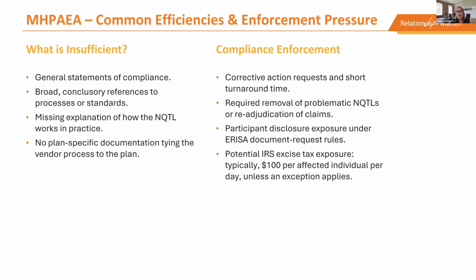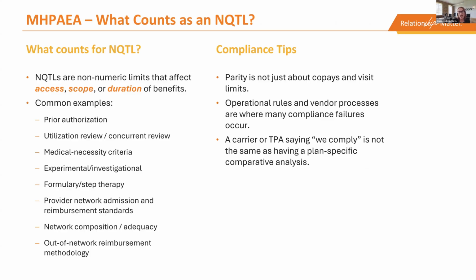And that is $100 or $110 per affected individual per day. And various people can request that. So what counts as a non-quantitative limitation? So in essence, they're the non-numeric limits that impact access, scope, or duration of benefits. And again, from a parity perspective. Examples that are pretty easy to understand.